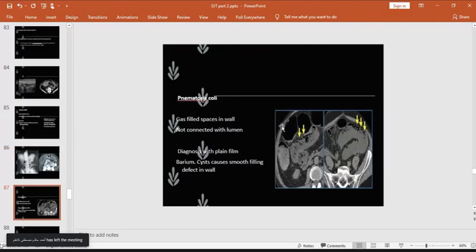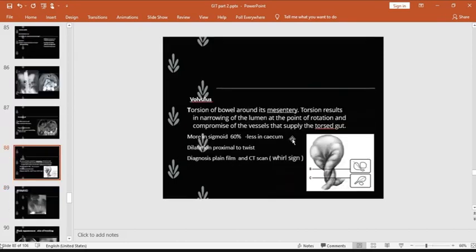Pneumatosis coli: gas fills the space within the wall, diagnosed by plain film and sometimes by CT. If you look for this finding, there is air in the wall.